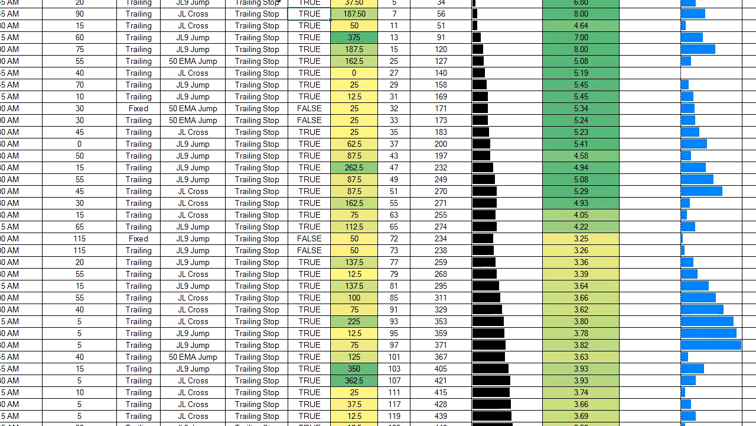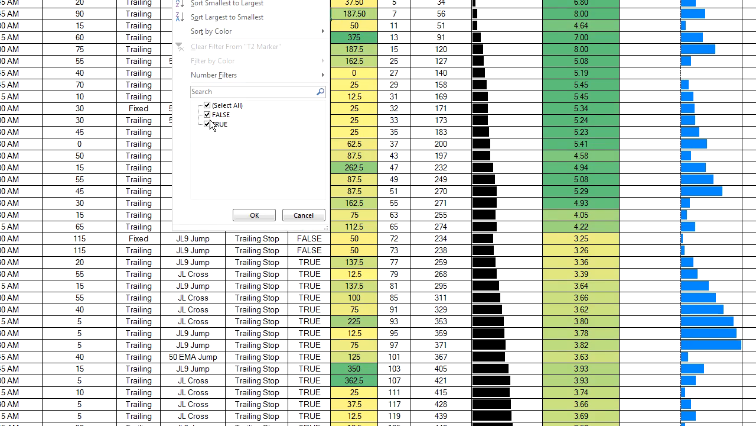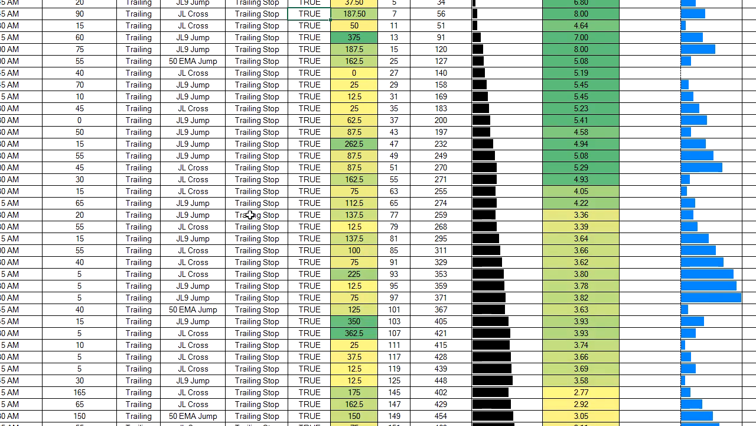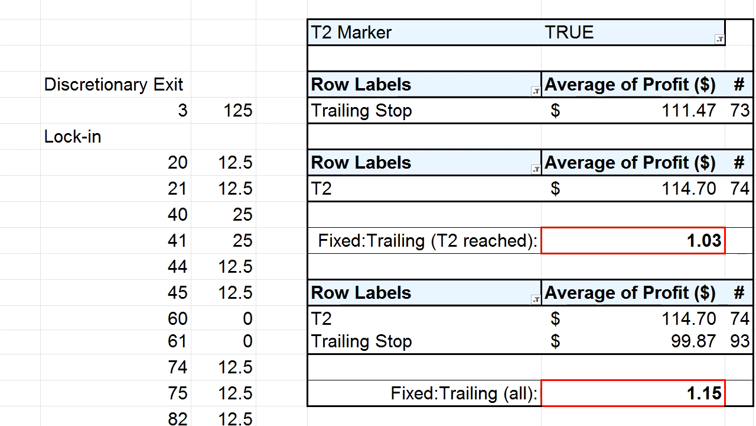So what I did then was just to make sure I filtered for the trailing stop, and true was filtered for on that marker, and then I copied all the data for the profit and the trade number to a different sheet. And I did a summary of this, and the first thing, actually probably should have put this the other way around, is all T2 P&L versus all trailing profit P&L. You can see that on first inspection it seems like it's just nowhere near as good.